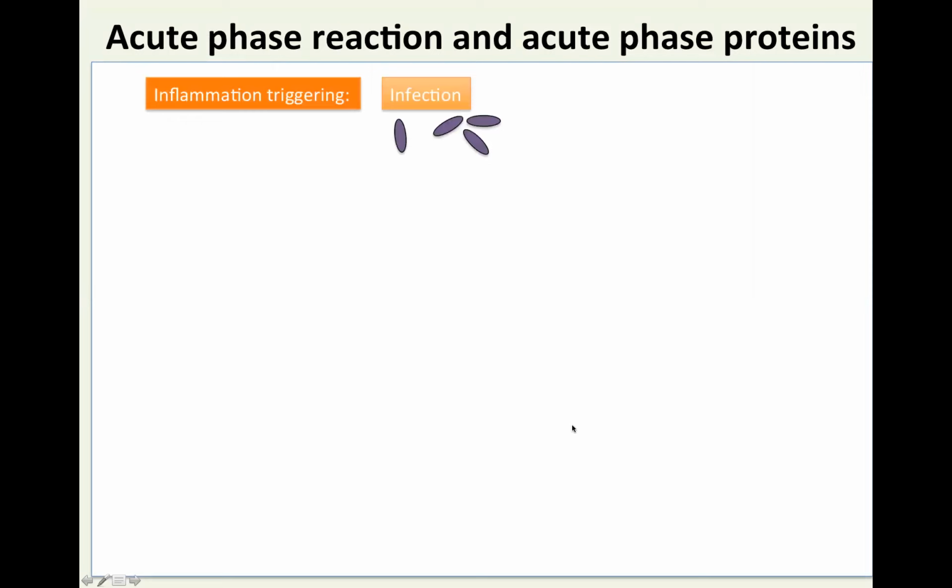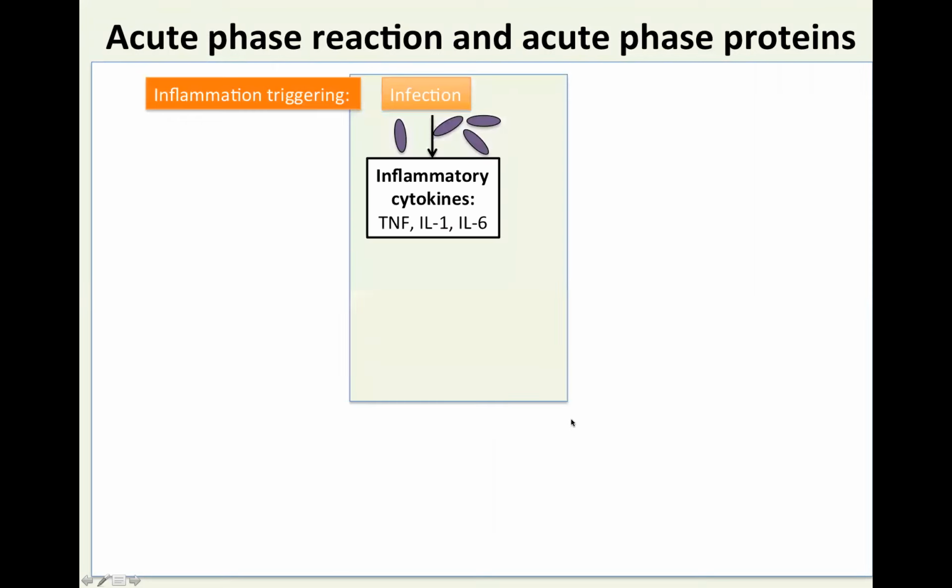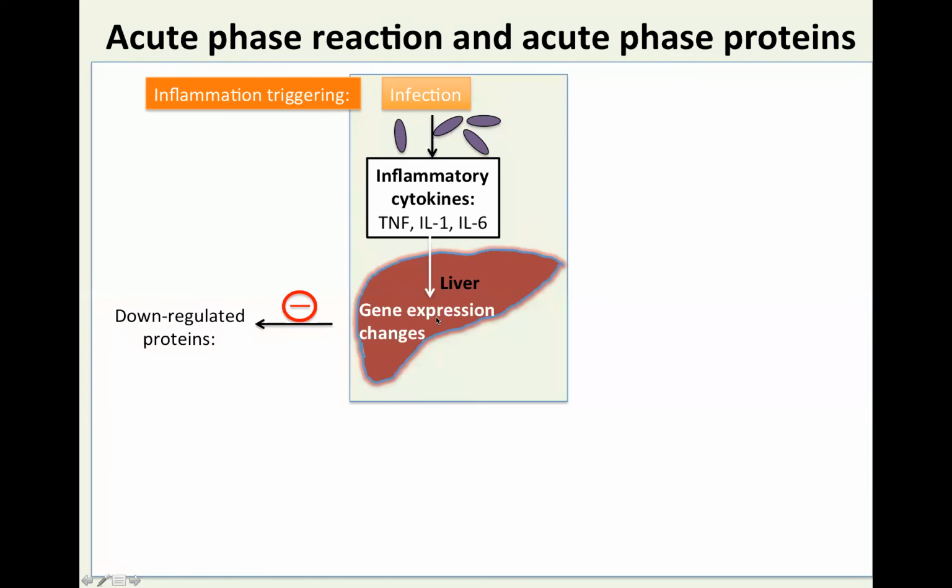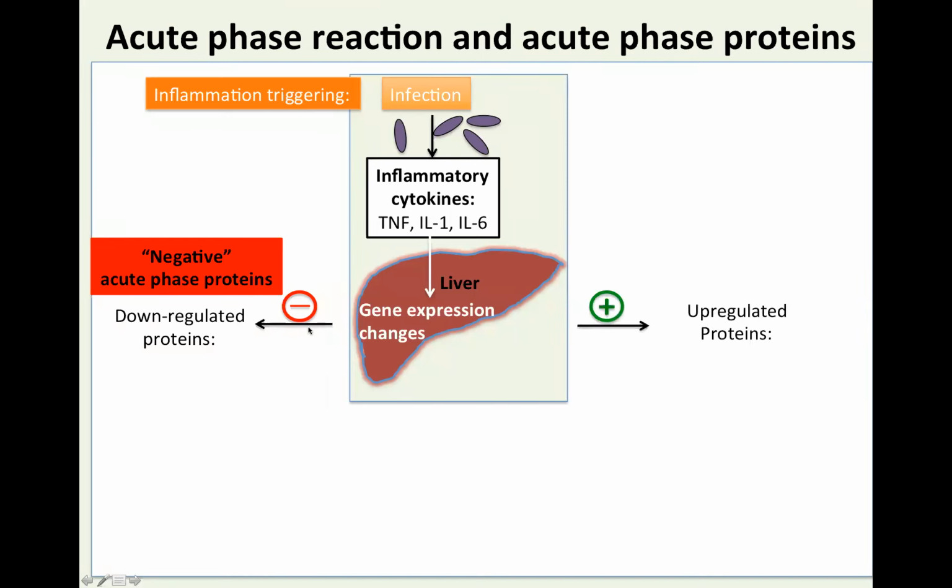In response to the cytokines, the liver will change the expression of multiple proteins. The liver is responsible for the majority of the proteins in our plasma. Some of the proteins are downregulated. We call this group negative acute phase proteins. Others are upregulated, so we call this change a positive change, positive acute phase proteins.